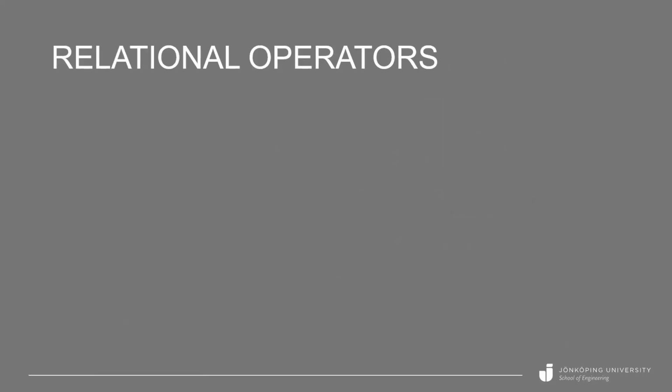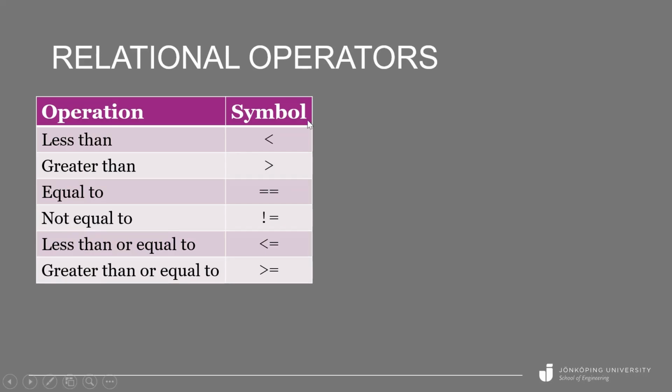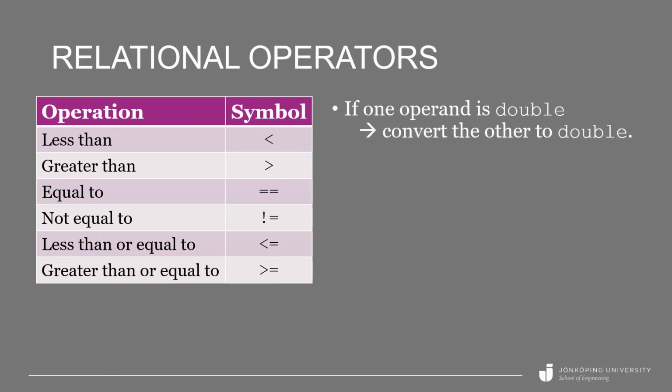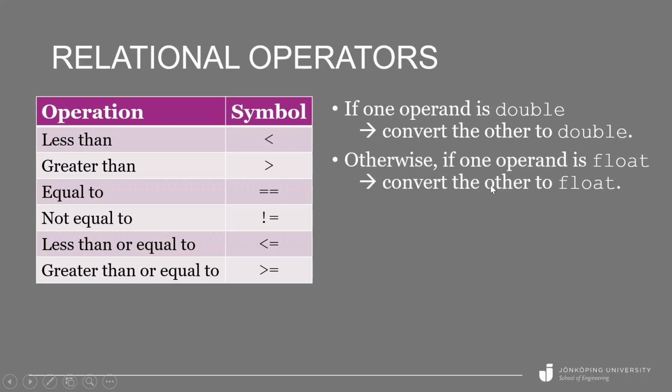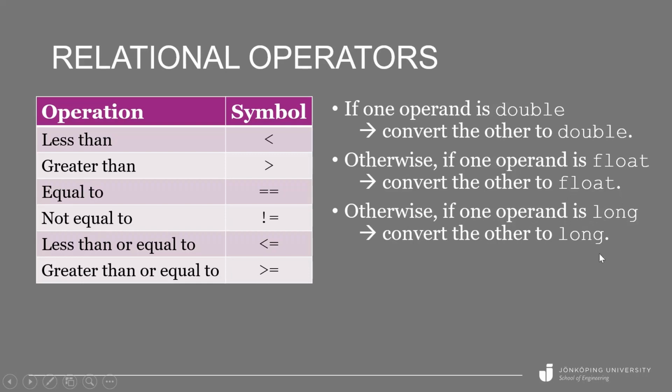In Java we also have some relational operators, and you probably recognize these as well. And the principle here is the same as for the operators we saw on the previous slide. As long as both operands to the operator are of the same data type, no problem. But if they are different data types, at least one of them will be converted. So if one operand is double, convert the other one to double. If one of the operands is a float, convert the other one to float. Otherwise, if one of the operands is long, convert the other one to long. Otherwise, convert both to ints and then carry out the operation.